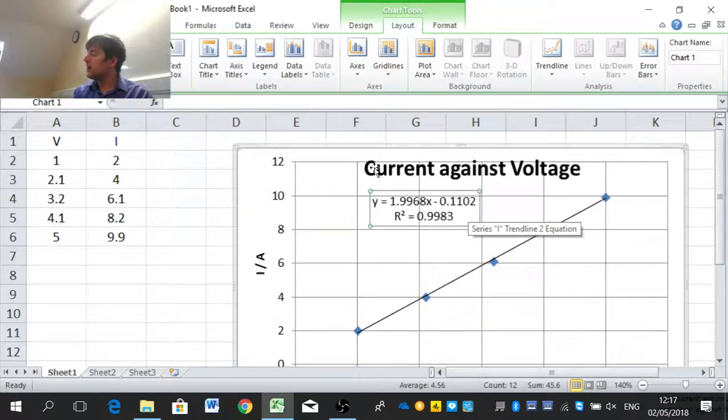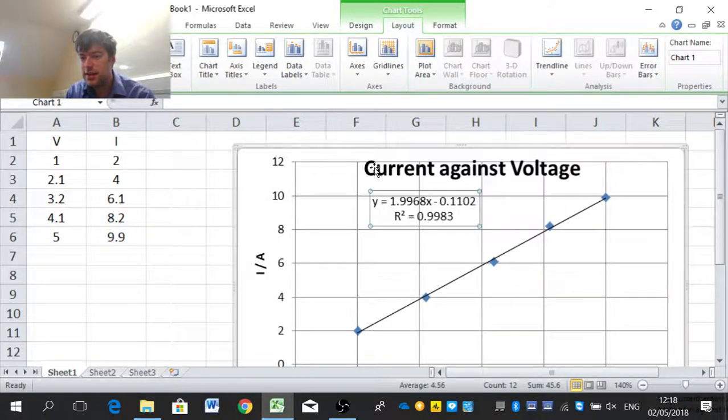The R squared is a number that's between 0 and 1. If it's 1, it means the points and the line are perfectly together. Each point is on the line. If it's 0, it means the points are a mess and the line is nowhere near the points. So you want it to be nearly 1. Why can't it be perfectly 1? Well, because of error. Some of the points might be off the line. But this one is nearly 1.